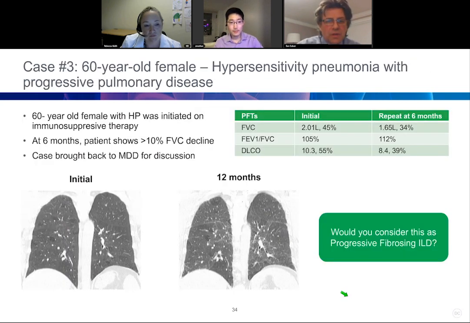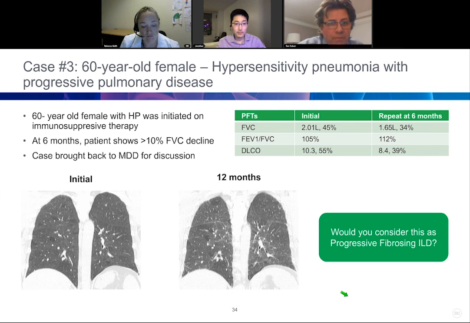All right, so let's continue with another HP situation. So here's a 60-year-old female with progressive pulmonary disease. She was initiated on immunosuppressive therapy. Now she's had a decline of her forced vital capacity, and so she was brought back to the MDD. You can see here that there's a significant decrement in her PFTs, both in the spirometry and in the diffusing capacity.